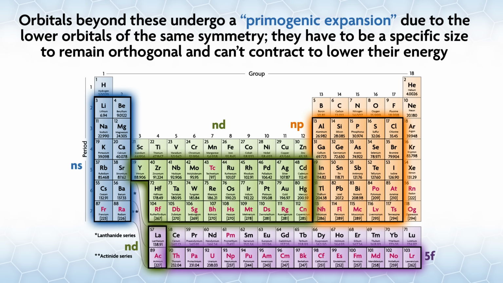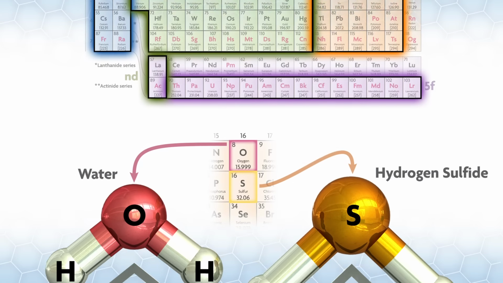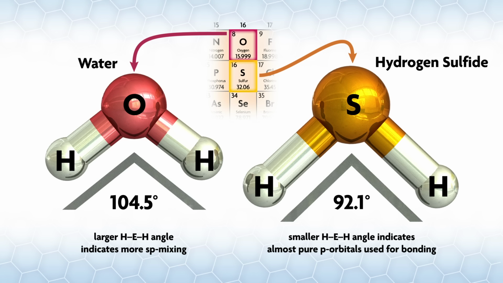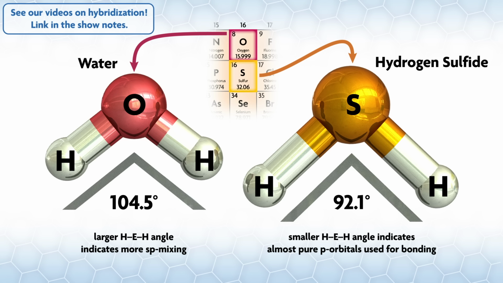Why is this important? I'll give a couple of examples where the primogenic effect influences chemical properties. Let's compare a first row p block with a second row p block molecule. How about water and hydrogen sulfide? The molecule with the first row element, water, has a larger HEH angle at 104.5 degrees, while the heavier derivative has a smaller angle at 92.1 degrees. The larger angle in water indicates more sp mixing, while the angle in SH2 near 90 degrees indicates that almost pure p orbitals are being used for the bonding. This is a general feature when comparing first and second row compounds with lone pairs and substituents.